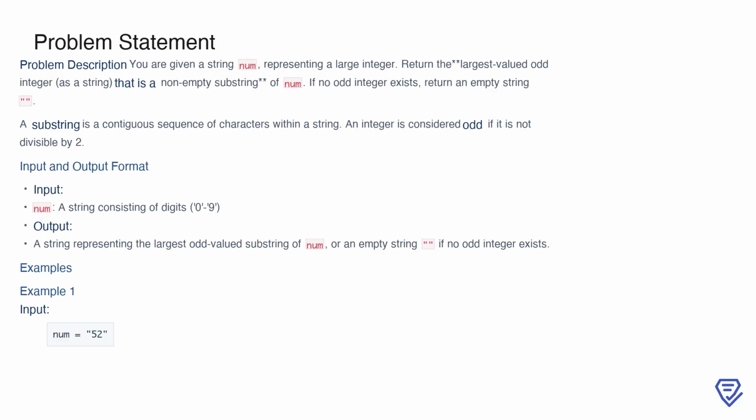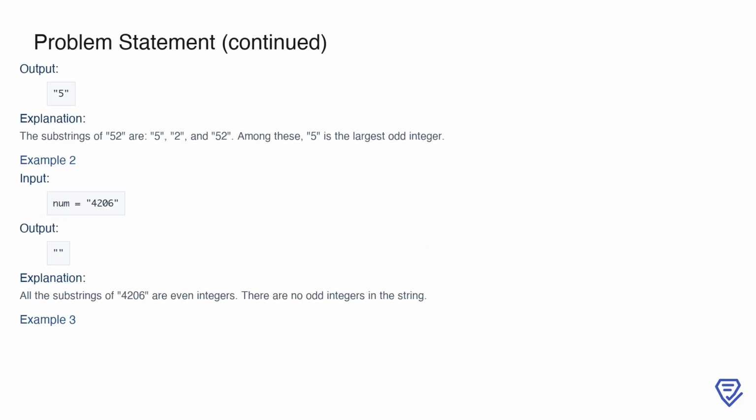For example, if the input is number equals 52, you need to determine the largest odd-valued substring within it. The output for the input number equals 52 is 5. The substrings of the string 52 are 5, 2, and 52. Among these, the only odd integer is 5, and since there are no larger odd values, 5 is the result.